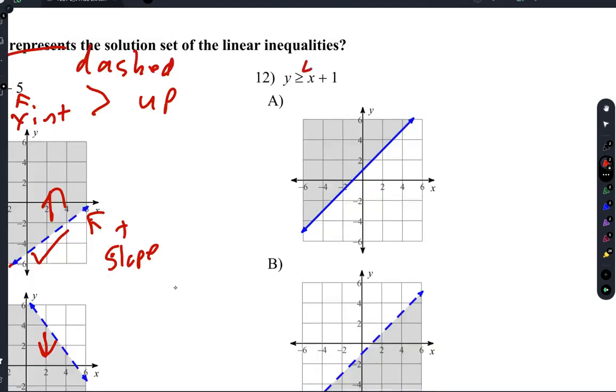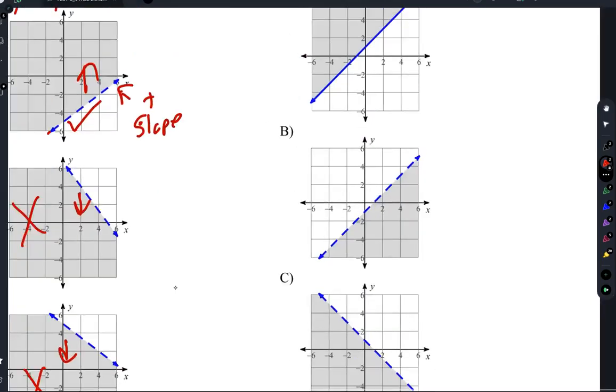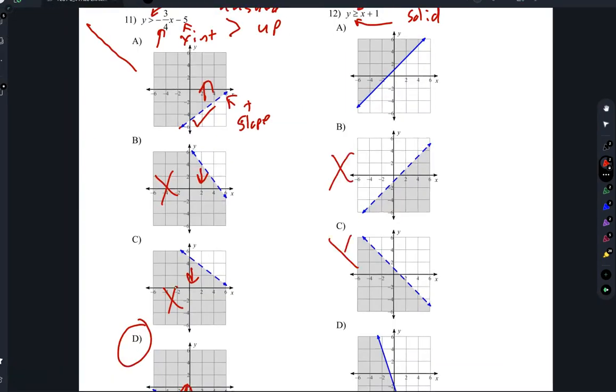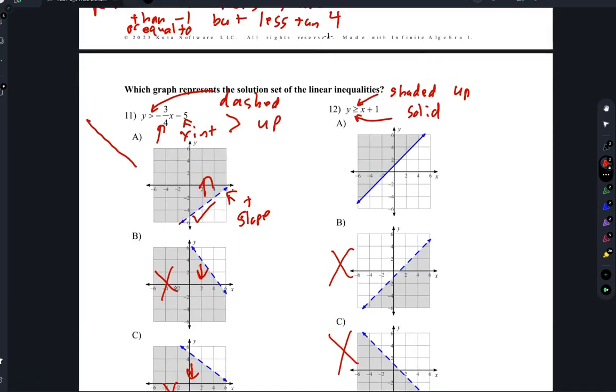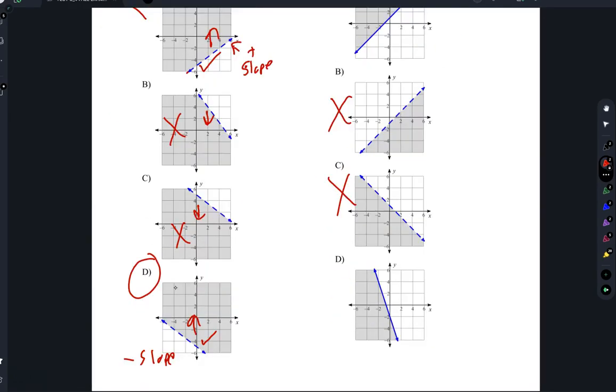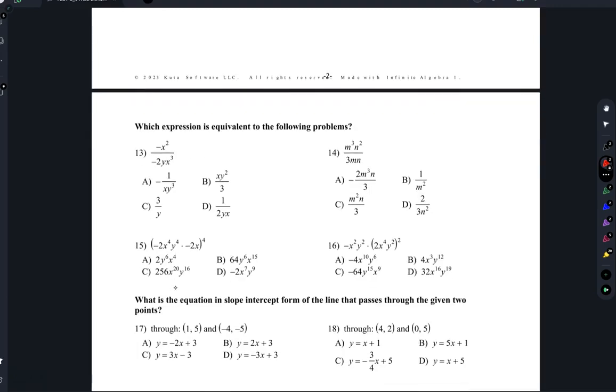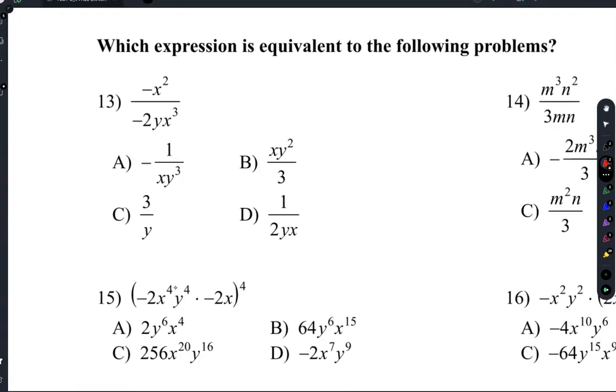On number 12, though, I'm going to help you out to start off with. This needs to be shaded up, and the line needs to be solid, right? Notice on these right here, this one and this one are wrong because they're dashed. Now then, all you got to do is figure out which one's shaded up, and you got the right answer. You should be able to figure that out. Go to number 13.